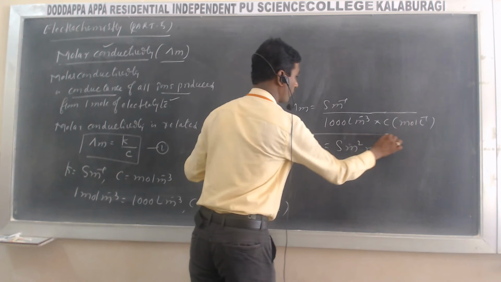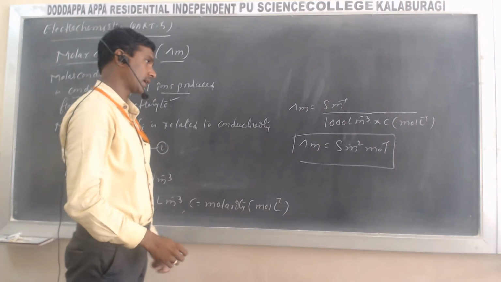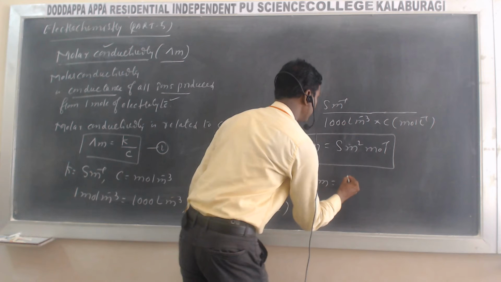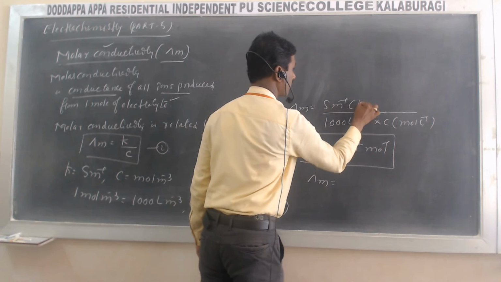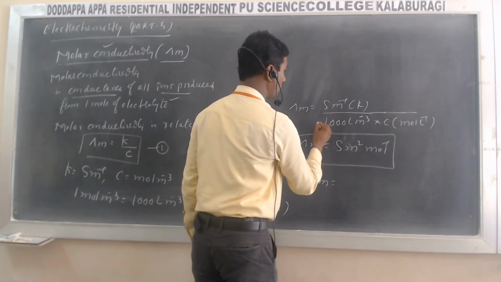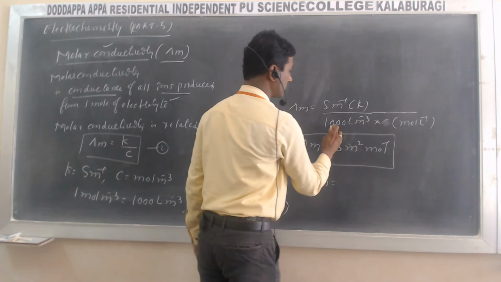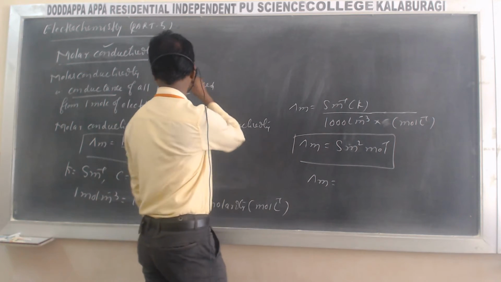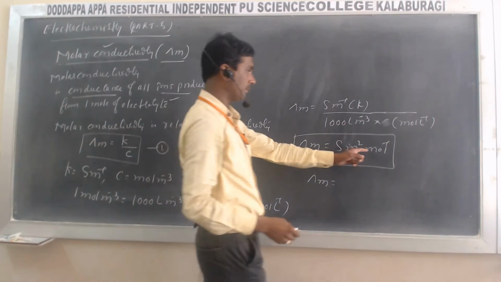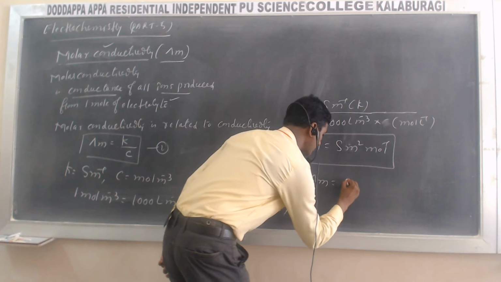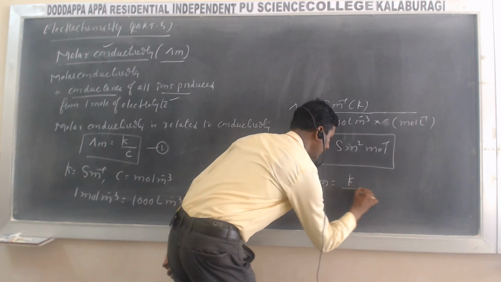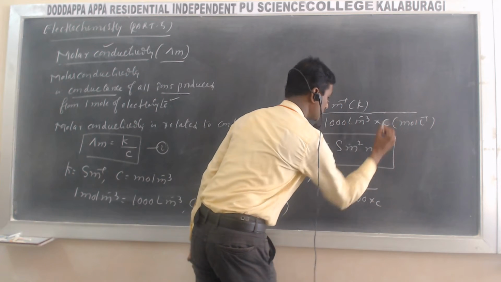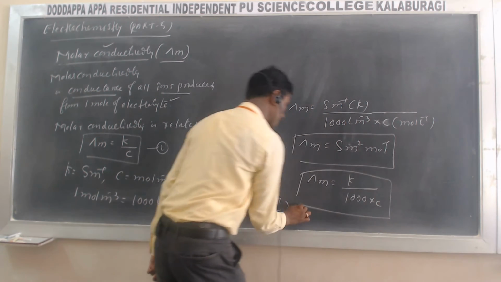This is the unit of molar conductivity. The expression for molar conductivity is conductivity divided by the concentration, 1000 into C, where the concentration is 1000 liter per meter cube, mole per liter. So here the unit of molar conductivity is Siemens meter square per mole.